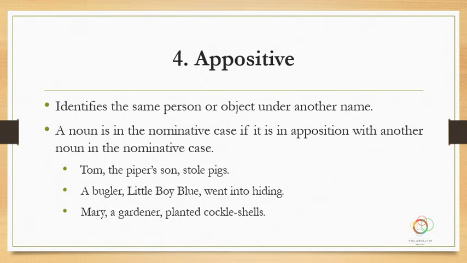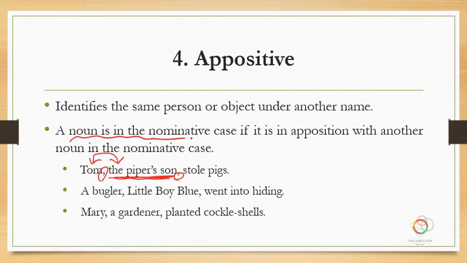Appositive is the last situation. It identifies the same person or object under another name. Okay, and so you have to look at the example to understand it. Tom, the piper's son, stole pigs. The sentence is Tom stole pigs, but we want to state who this Tom is, so we restate the subject with commas on both ends. That is necessary, and we restate that person in different words. And so this is not a description, it's a restatement of that person, and we call it an appositive.